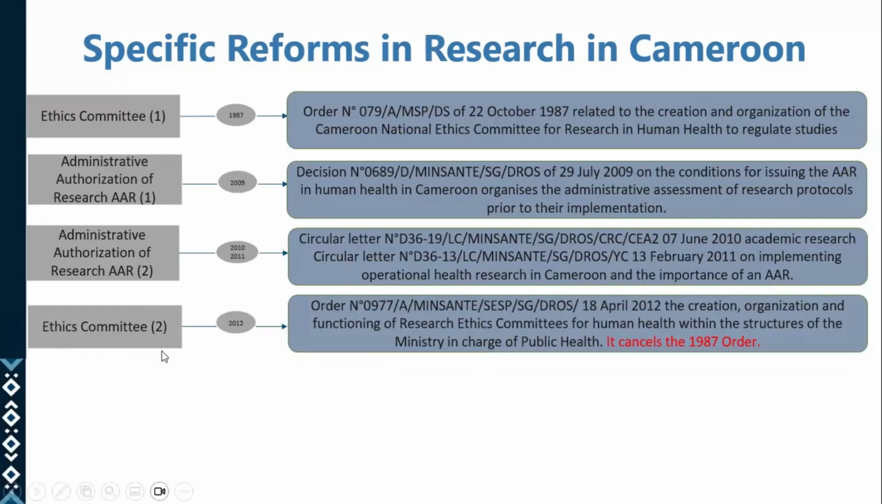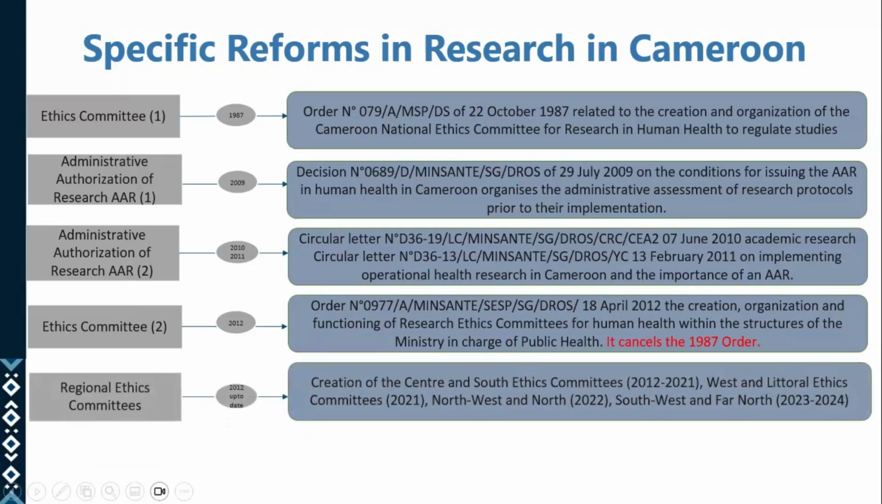Now, for ethics committees, a new order came out in 2012, number 0977, on the 18th of April on the creation, organization, and functioning of Research Ethics Committees for Human Health within the structures of the Ministry in charge of public health. What is highlighted in red is that one of the articles of this order cancels the 1987 order. So what are we saying here? That the Ethics Committee was created in 1987, but it became truly functional in 2012. So you see the difference between 1987 and 2012.